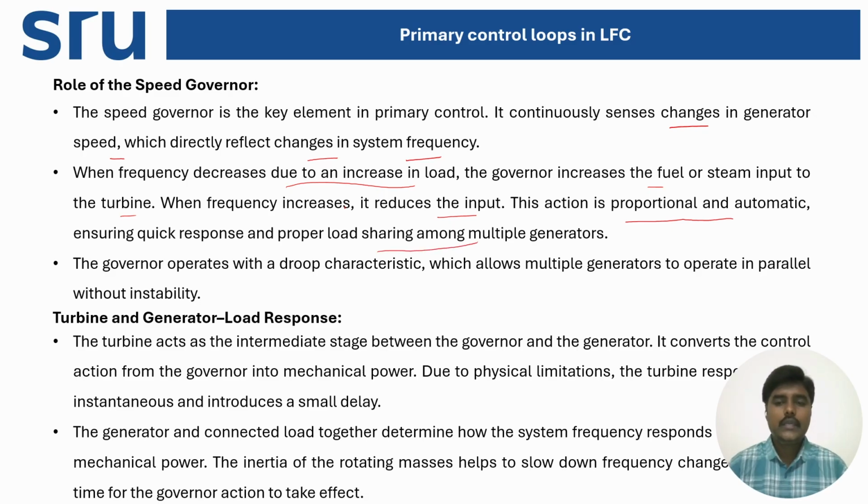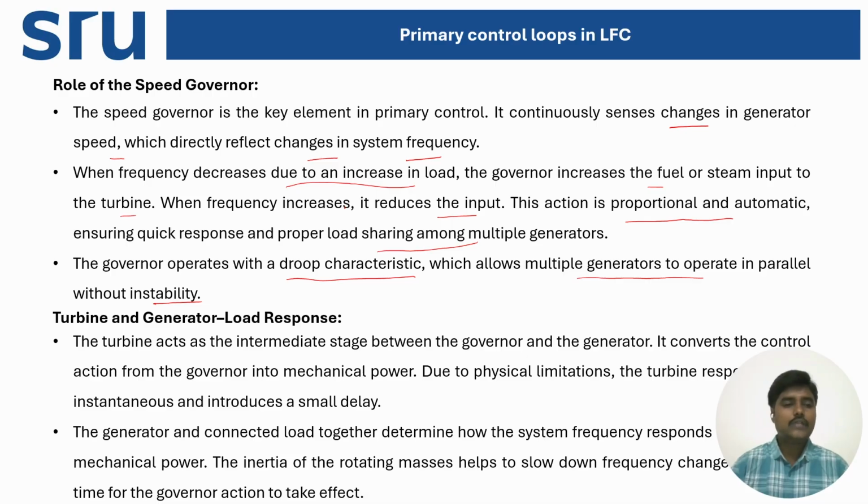Usually in all power plants, we have multiple generators or multiple units. Across all these generators, the speed governor gives control action automatically. The governor operates with a droop characteristic, which allows multiple generators to operate in parallel without instability.